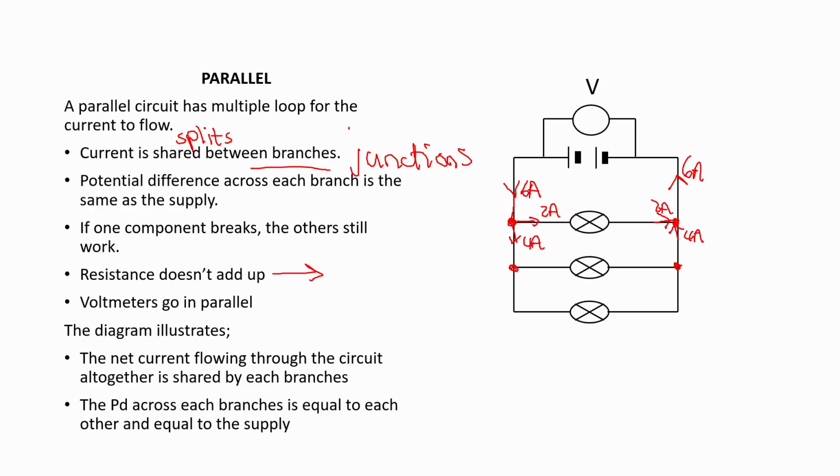And again here, net current flowing through the circuit altogether is shared by the branches. Yes, that's true, because you've got the net current here is 6 coming out of the battery and 6 going in. Again, just be careful about this word shared. I prefer to talk about what's going in and out of a junction. And Kirchhoff's law tells me that the current going in must equal the current going out. It's another nice sort of conservation of charge. What goes in must come out. And then this is lovely here, always equal.